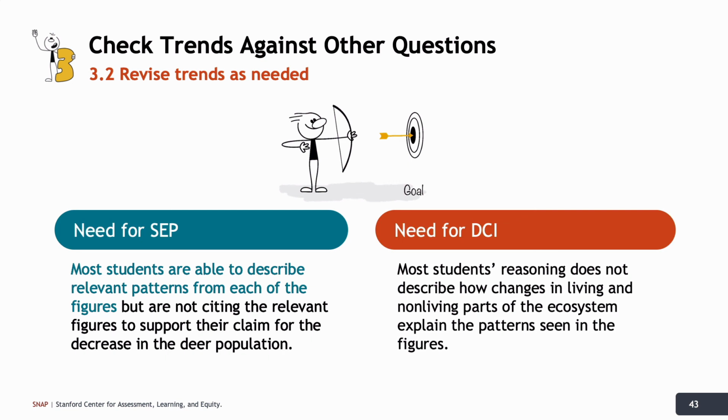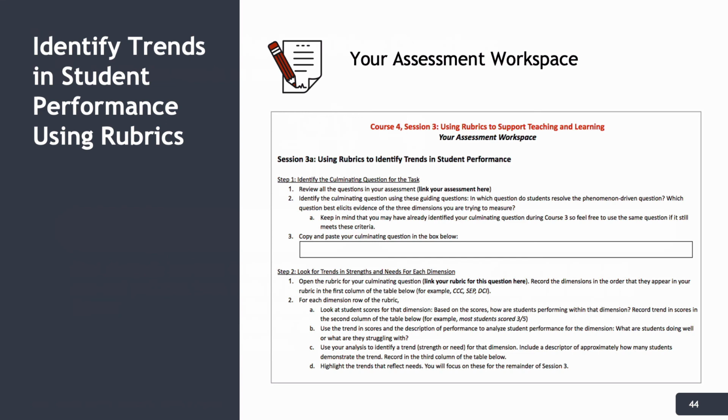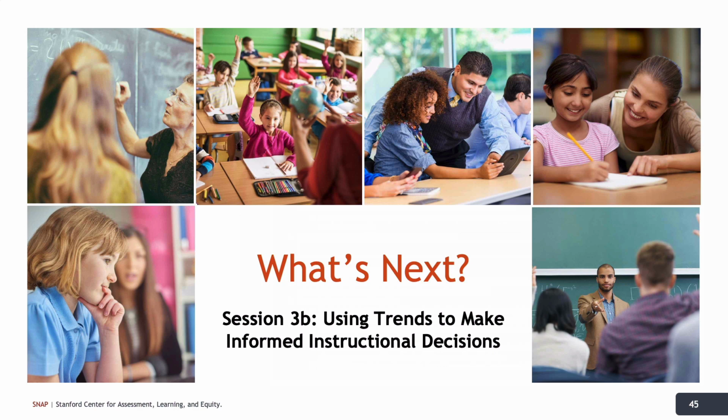These kinds of trends will help inform the whole class feedback we provide students and what our instructional next steps should be for the majority of our students. Now it's time to try this with your own student work and rubric. At the end of this video, open your workspace, which will provide all of the instructions you'll need to do this for your own assessment. Once you finish using your rubric to identify trends in student performance for your own assessment, you can begin session 3B, using trends to make informed instructional decisions.